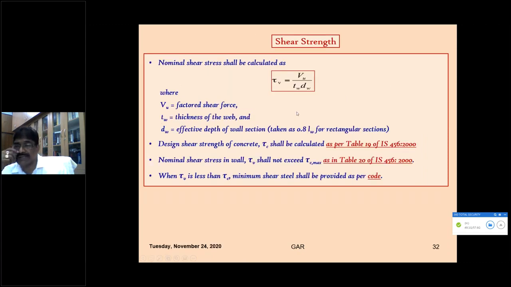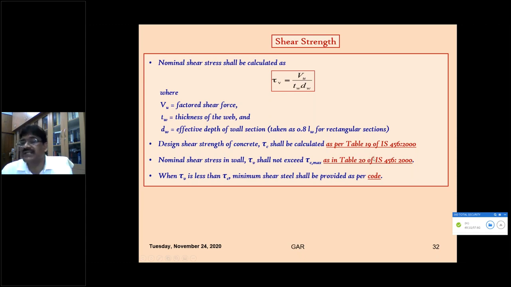And now the shear force, so anyway we have to calculate. You know the dimensions of the shear wall, you know the forces acting, calculate the shear stress, Vu by tw dw. This is similar to your beam shear. But here dw is the effective depth of the wall, because we have the length of the wall, that will be the depth of the wall. Now here use IS 456, table 19, for calculating the shear capacity. Calculate tau v and calculate the capacity.